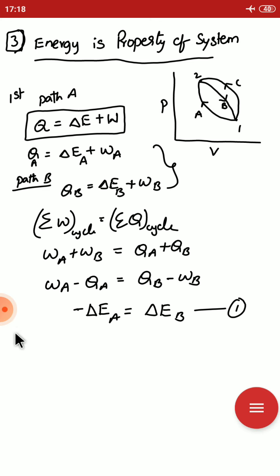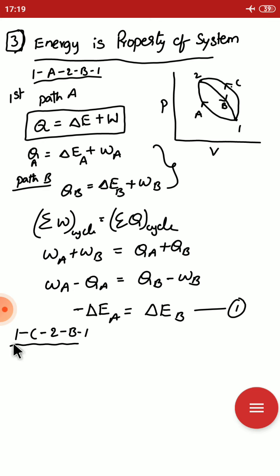Now you go through 1 C to B1. This is a cycle. If the system is changing from state 1 through C and back through B to 1, we consider this as one cycle. The first cycle is like this: the path starts from 1 and goes through path A to 2, and it returns to its position through path B.